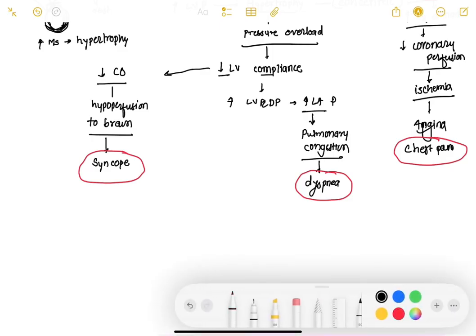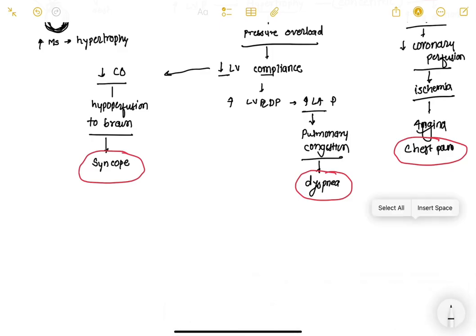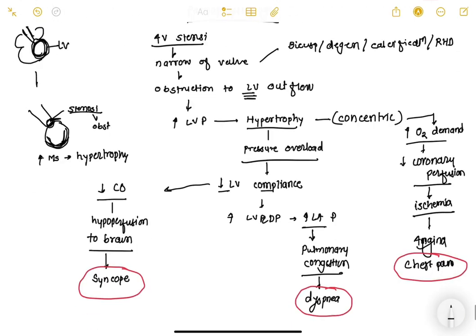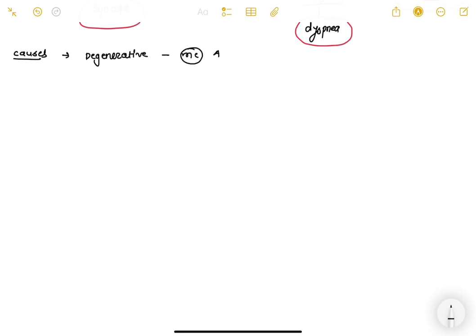Okay. So this is the pathophysiology of aortic stenosis. Now what are the causes of aortic stenosis? So the first one is the degenerative cause. This is the most common cause of aortic stenosis. It is due to calcification and atherosclerosis.